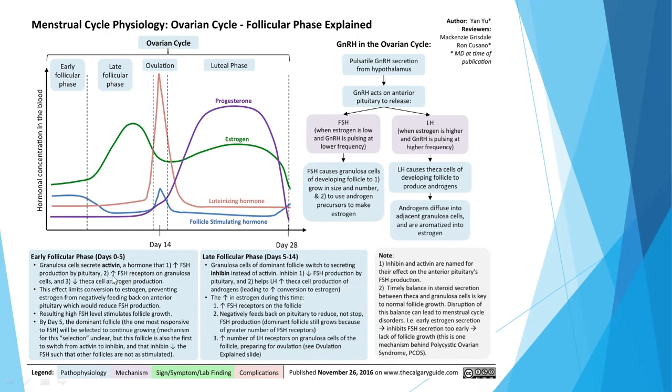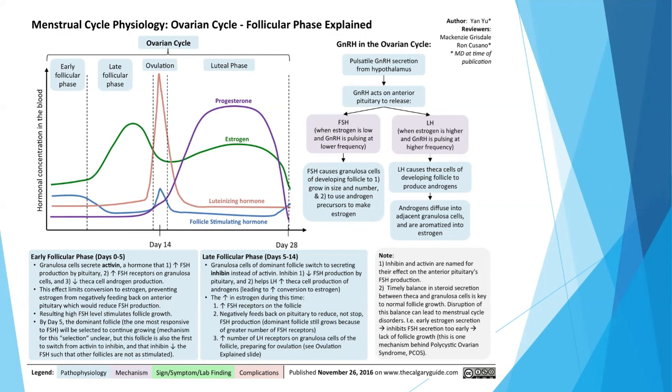So there is increased FSH receptors on the granulosa cells and decreased theca cell androgen production. Now, this effect limits the conversion of androgens to estrogen, preventing estrogen from negatively feeding back on the anterior pituitary, which would reduce FSH production. This concept is very important. This is how negative feedback is prevented, resulting in the high FSH level that stimulates follicular growth. You need the follicles to grow and mature, so that's why you need unopposed action of hormones. This is how it happens.